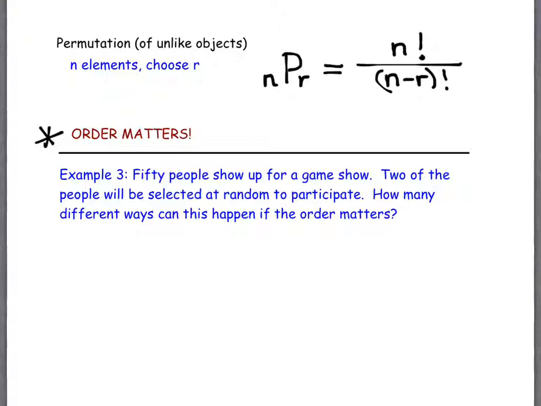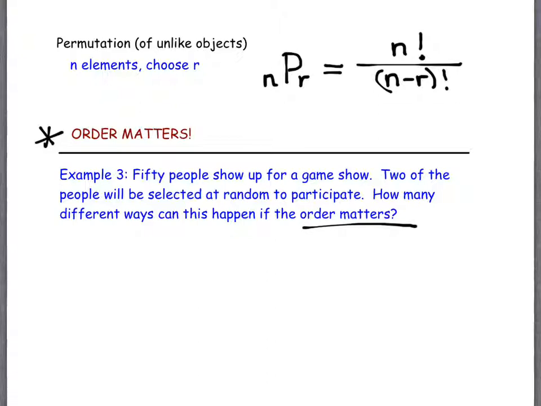It's really important. Here's an example. Sometimes the phrasing will actually force it to matter, and sometimes the phrasing will leave it up to you to make the decision if the order matters or not. This is an example where it actually tells you. 50 people show up for a game show. 2 of the people will be selected at random to participate. How many different ways can this happen if the order matters? So if they tell you order matters, there's no excuse for choosing the wrong one, right? Because they told you. But if they don't tell you, you have to make a decision and think about, does it really make any difference? Would it make a difference to me if I came in first, second, or third? Those kinds of questions. On this one, the order matters, so it is a permutation.